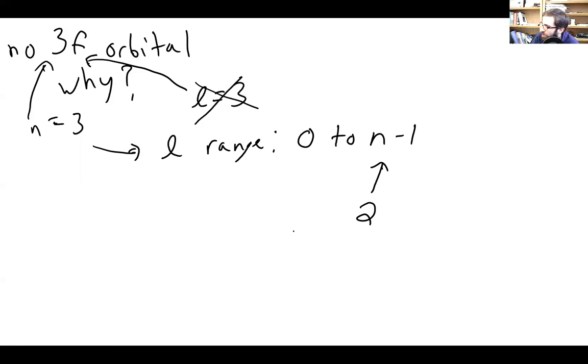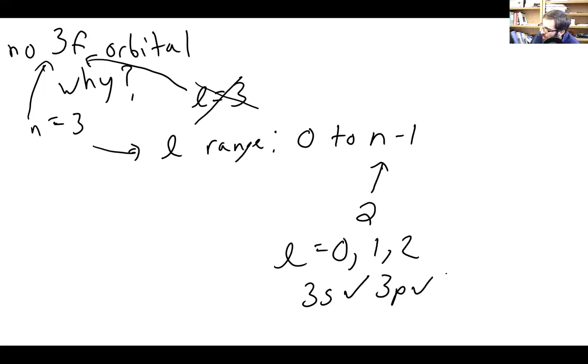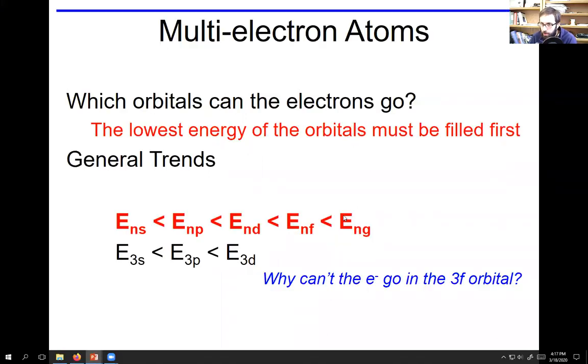L can only be 0, 1, or 2. So you can only have 3s, 3p, 3d, that'd be 2, okay? But you can't have 3f orbitals because of that, all right? So that explains that. Let's go back to the slides now. Okay, so that explains that.